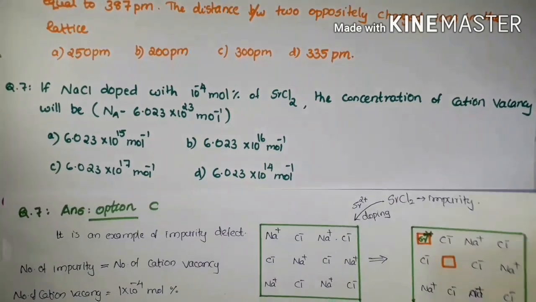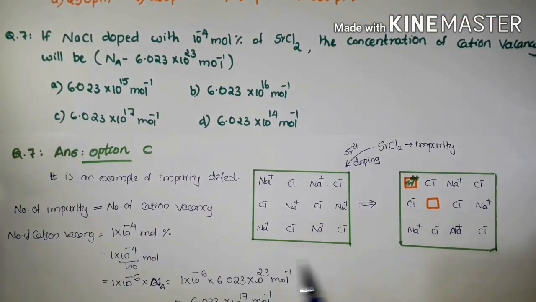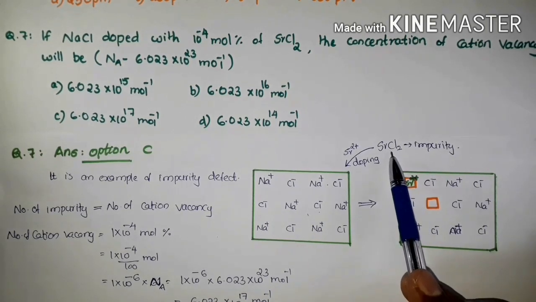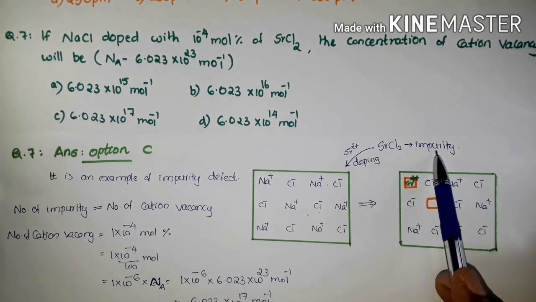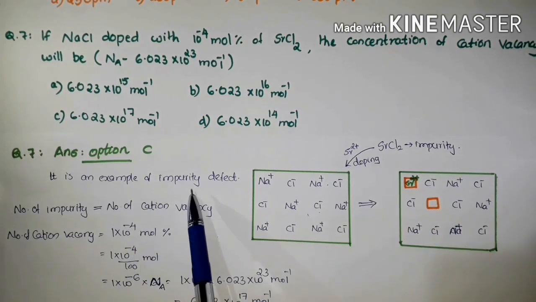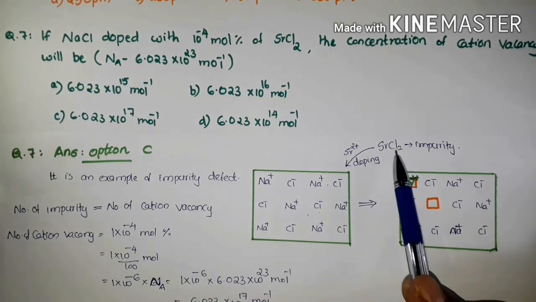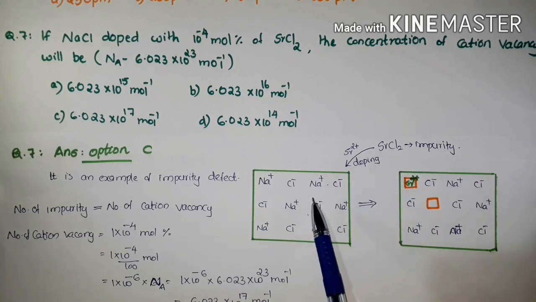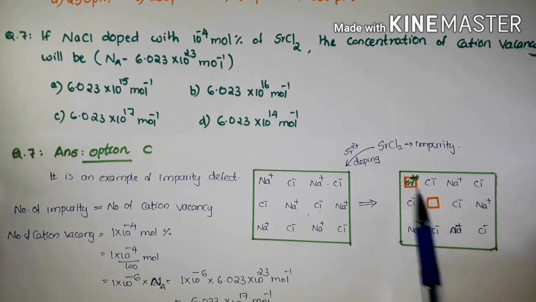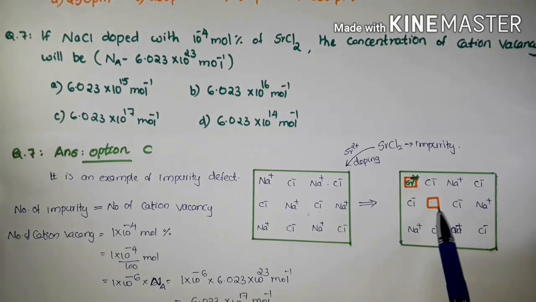Check the answer. Take an NaCl crystal. This NaCl is doped with strontium chloride. SrCl2 is the impurity. While adding impurity, a defect is created that is called the impurity defect. So if one Sr2+ enters into the crystal, to maintain electrical neutrality, 2 Na+ are lost. Therefore 2 places are vacant.